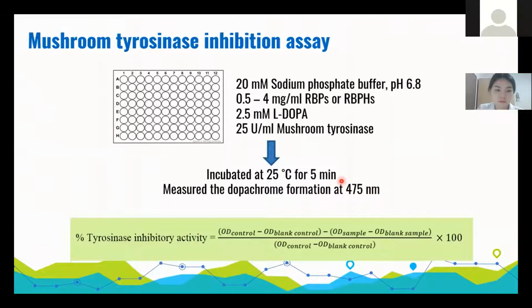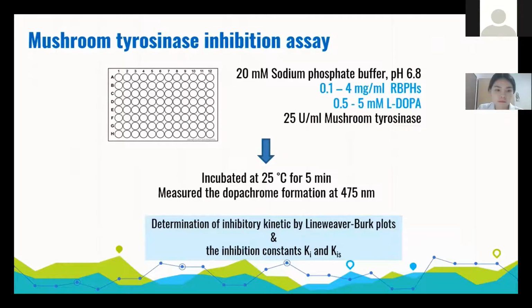The dopachrome formation was monitored at 475 nanometers. Kojic acid at 5.7 micrograms per milliliter was used as positive control. The percentage inhibition was calculated as follows.